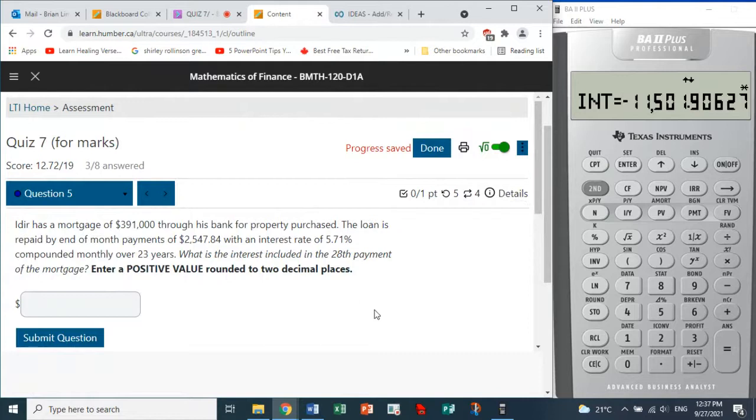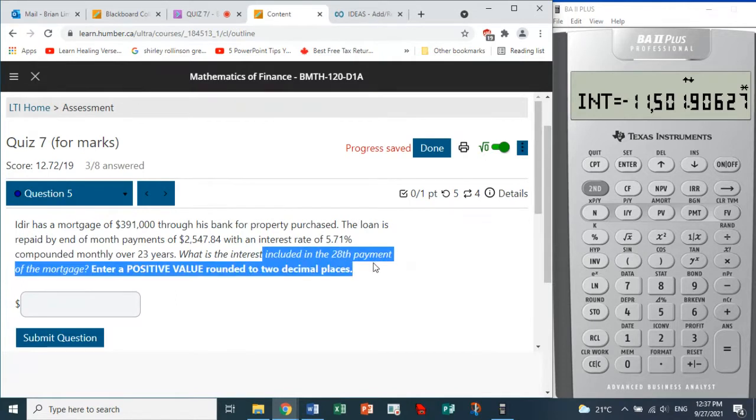Question number 5. You have a mortgage of $391,000 through the bank for property purchased. The loan is to be repaid by end of month payments. You're given the end of month payments, the interest rate compounded monthly over 23 years. What is the interest included in the 28th payment of the mortgage?